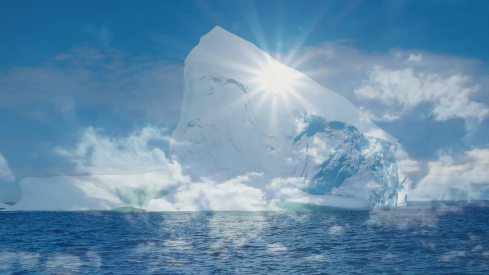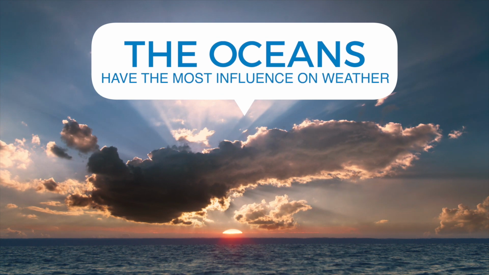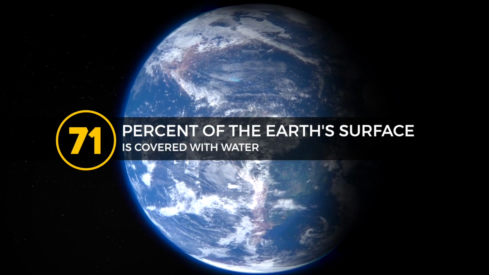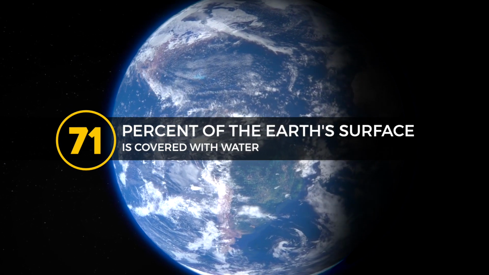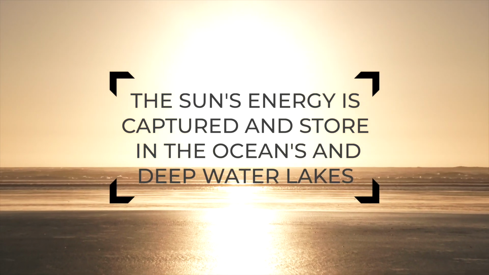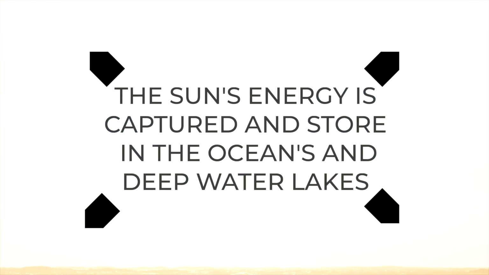Aside from the sun, the water in the oceans has the most influence on weather patterns and the climate. 71% of the surface of the Earth is covered in water, and the sun's energy is constantly being captured and stored by the oceans and large deep-water lakes all around the world.